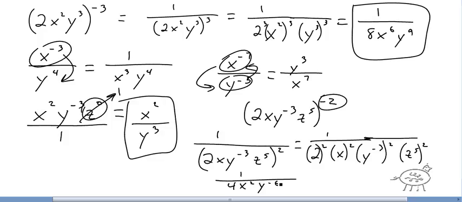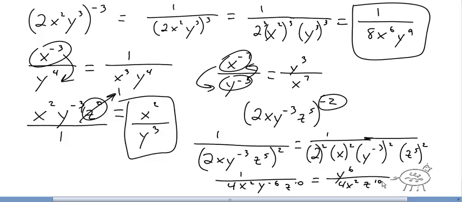Remember, you're multiplying these exponents, and z to the 10th. Now, if you think you're done, you're not. And why are we not done? Because you still have a negative exponent there. So the only thing left to do is take that y to the negative 6th and move it to the top. So y to the positive 6 over 4x squared z to the 10th. That's it. That's your answer.